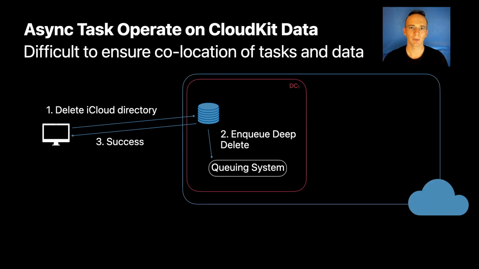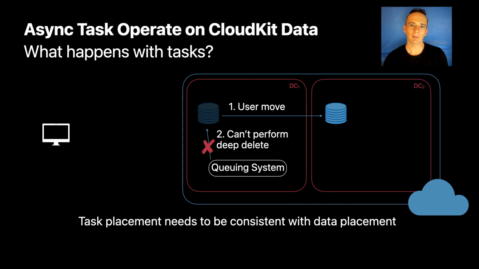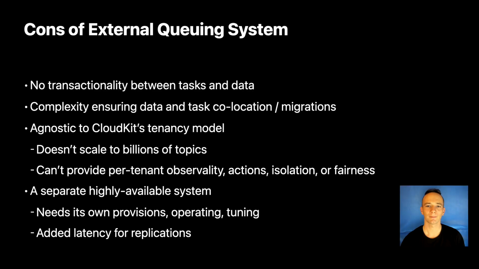Here is another scenario. This time when deleting a directory in iCloud Drive. A user performs a delete operation, and CloudKit enqueues a deep delete task to the queuing system in data center 1. Now, CloudKit might decide to move that user to a different data center, in our example to data center 2. This means that when the queuing system in DC1 tries to execute the task, the corresponding database will no longer be there. Executing tasks remotely in this scenario might be problematic with respect to security and semantics, and explicitly tracking and validating users' tasks in addition to their data would significantly complicate the system. To summarize, the lack of transactionality between data and tasks can lead to undesirable effects and race conditions.